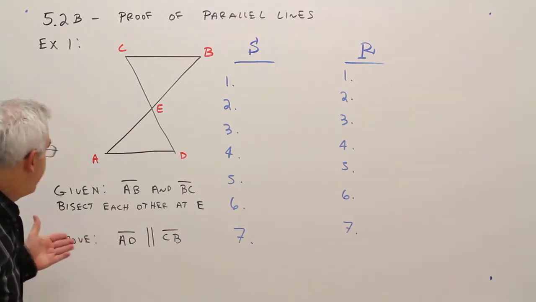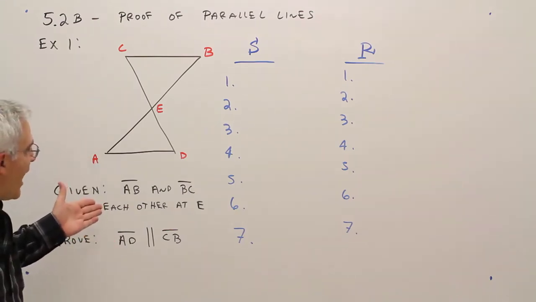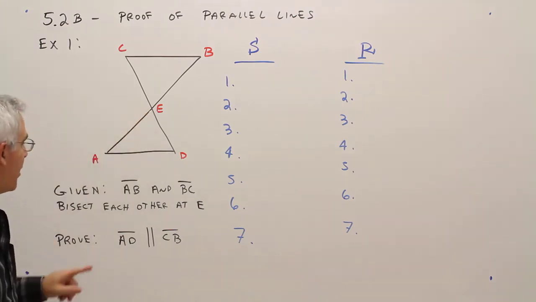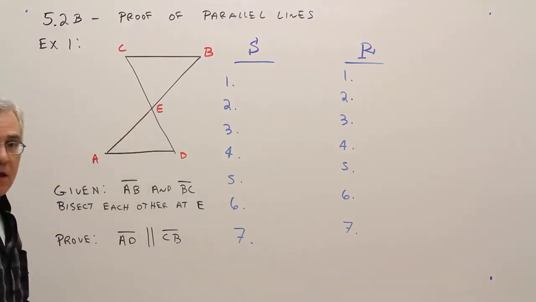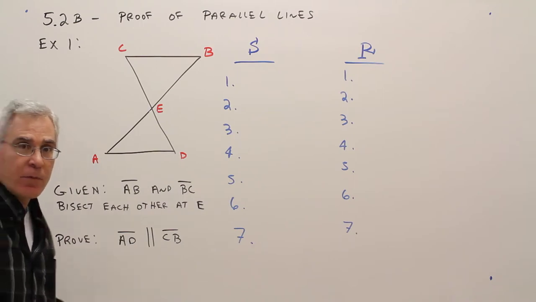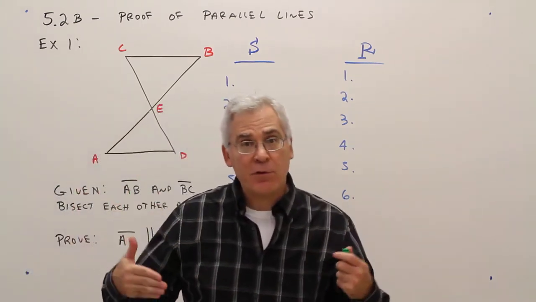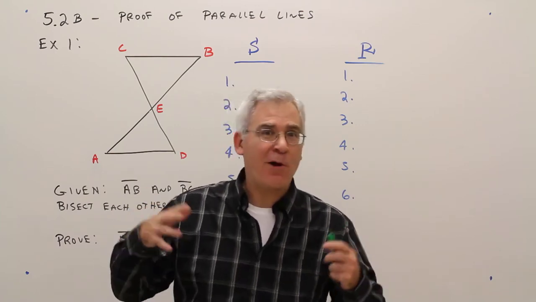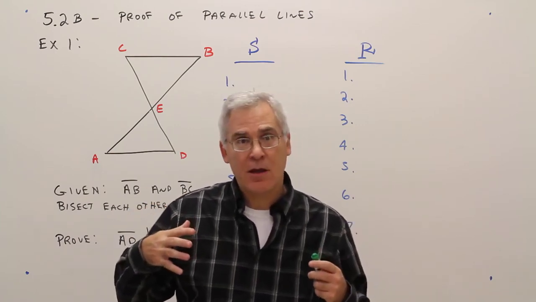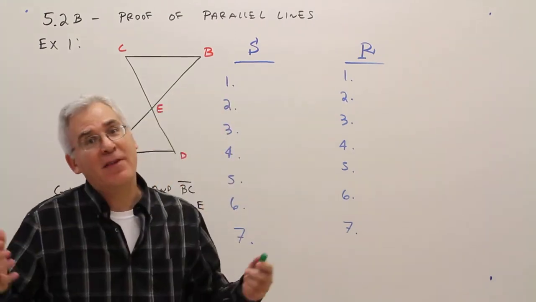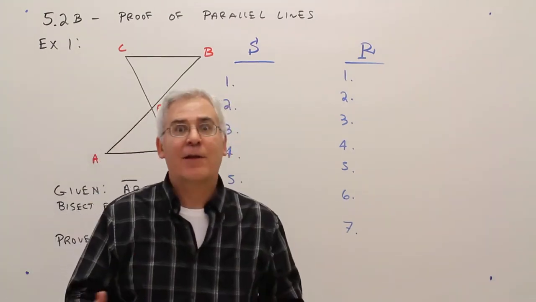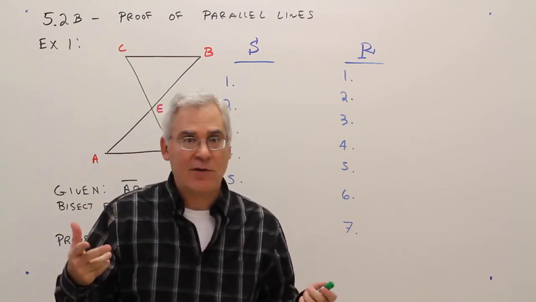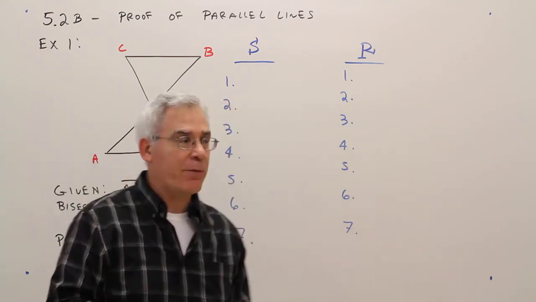So here's the problem. Given this figure with AB and BC bisecting each other at point E, prove that AD is parallel to CB. Okay, so I'm looking for one of those 6 ways to prove those lines parallel. For the most part, they involve angles, okay? And if I want to get angles, oftentimes I want to get triangles. And if I want to get triangles, that's going to be by SSS, SAS, ASA, HLR. So that's kind of the flow path for where we're going.